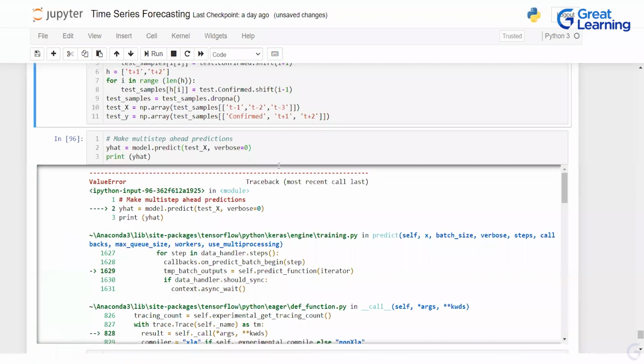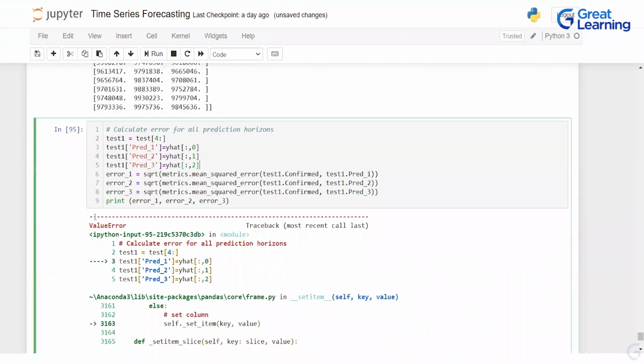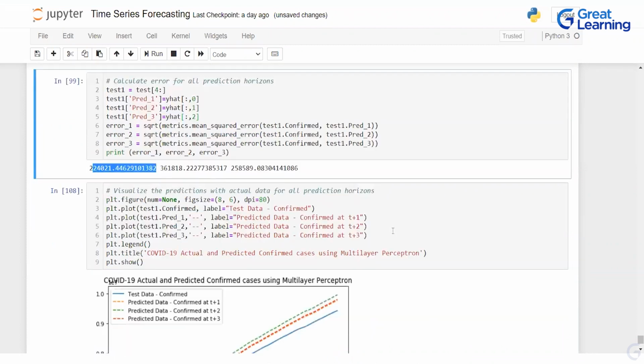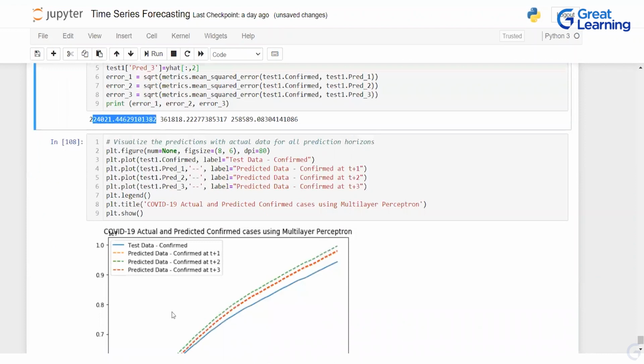For univariate only, I'm showing you this multi-step ahead prediction. I created 3 sequences, T1, T2, T3. For all the lag variables, I'm doing this, and this is the error. Now, if you see the prediction, this is how it is showing you.